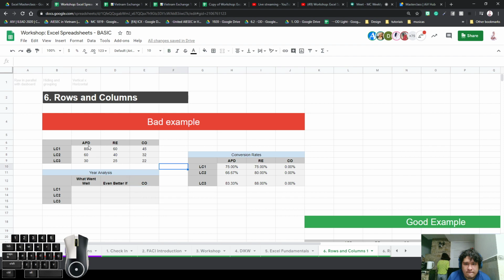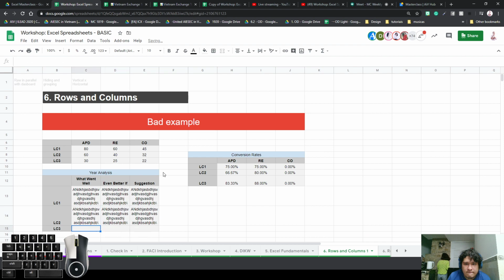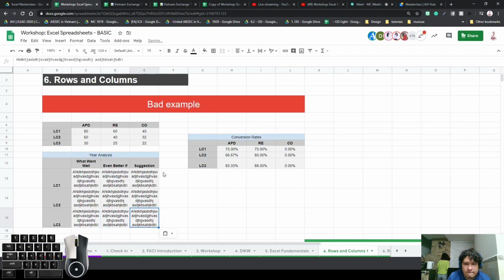So for example, here I have two tables. I have approval numbers here, and then let's say here I want the LCPs to fill in some feedback. So some of them I'm going to write blah blah blah, and they are all going to write blah blah blah. This is a suggestion, blah blah blah. So a lot of blah blah blah. Okay, cool. It looks like a useful spreadsheet. You have feedback, you have the exchange numbers.